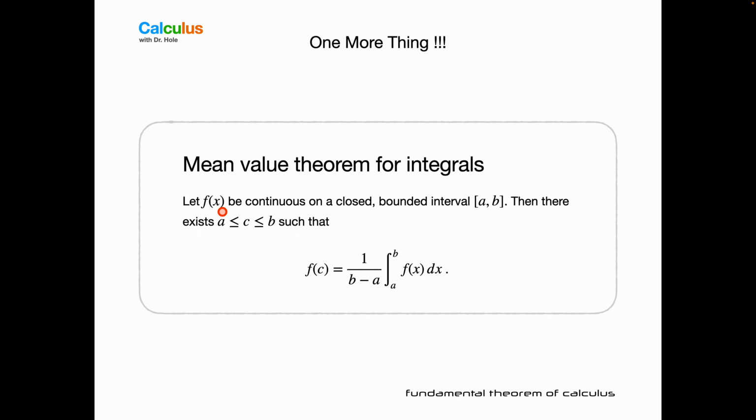All right, let's look at the statement. Once again, we have the requirement that f be a continuous function on a closed bounded interval. Very nice. What's the conclusion of MVT for integrals? It tells us that there is an input on that interval such that the output at that particular input is exactly the average value of the function over that interval. So we're getting an average value in the form of an integral.